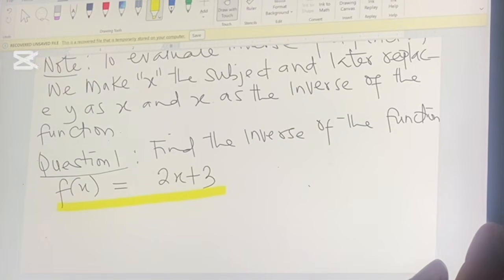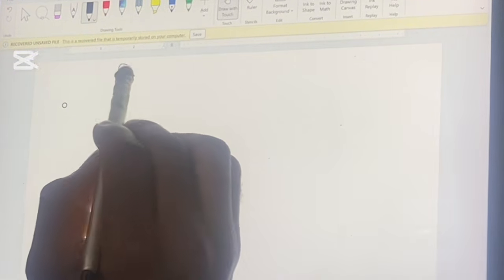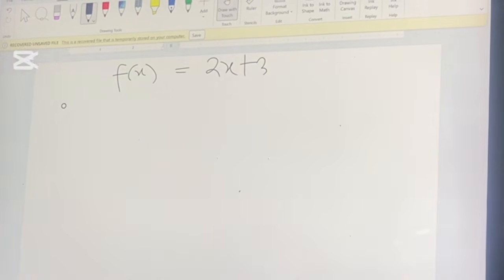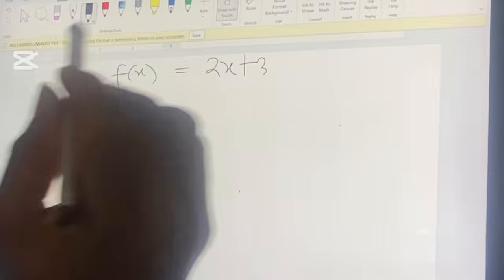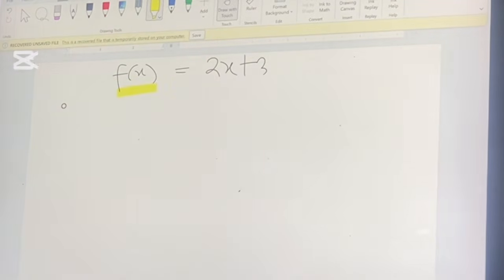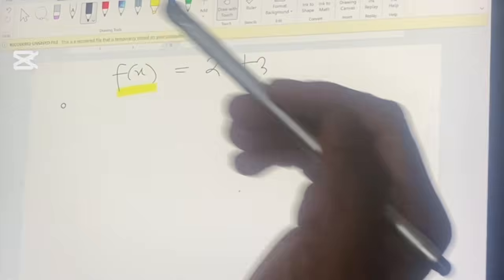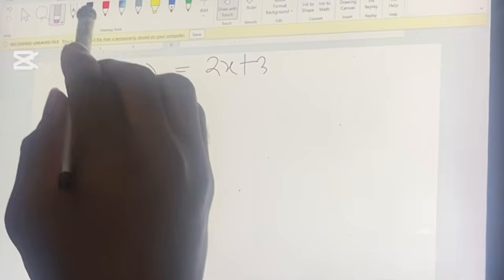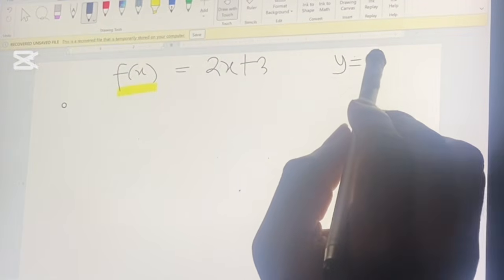Now let's solve this question, please. They said f of s is equal to 2s plus 3. We know that for us to find the inverse of any function, the first thing is to make letter s the subject letter. But before we do that, we have to change this function to a letter. So how do we change any function to a letter? We all know that y is equal to f of s.